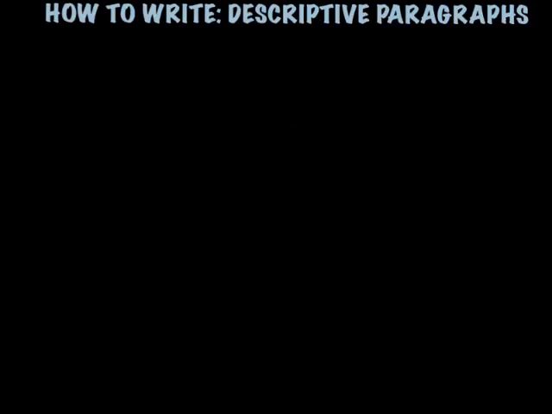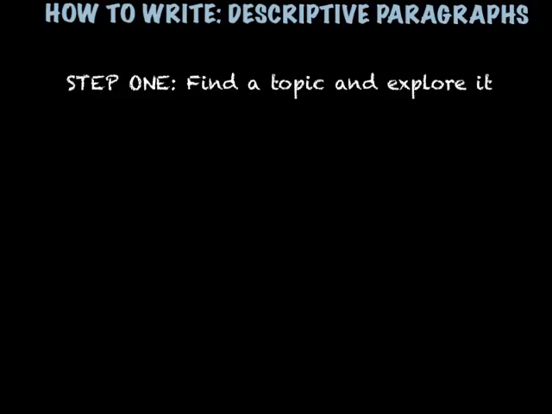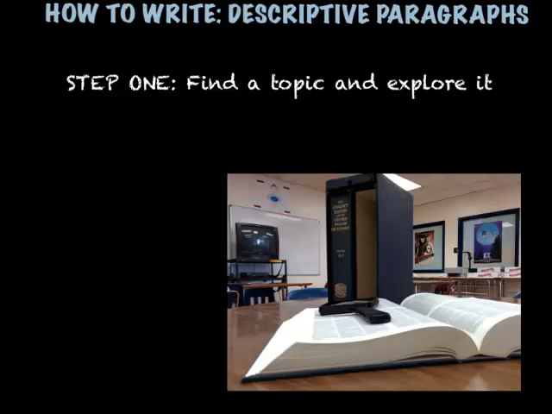This video is about how to write a descriptive paragraph. Step 1. Find a topic and explore it. Choose something that makes you feel a certain way, something that appeals to the senses. This might sound odd, but one thing that really activates my senses is my copy of the OED. Yes, that's right, the Oxford English Dictionary.